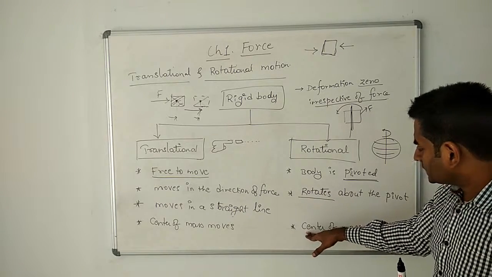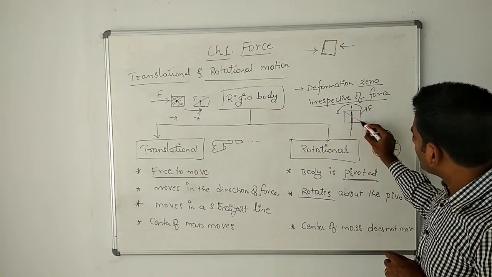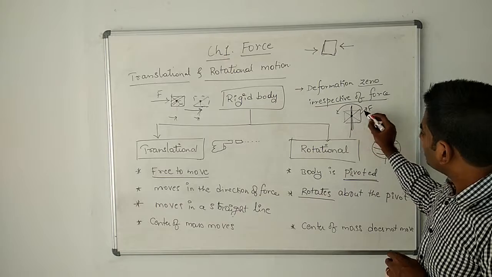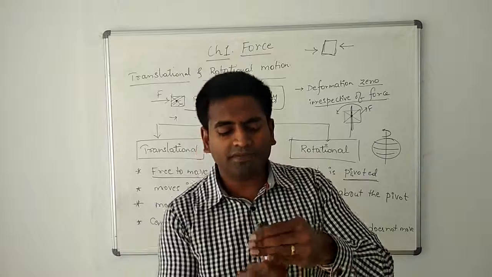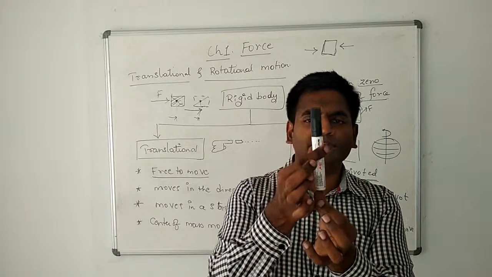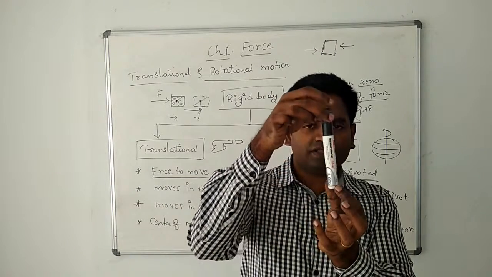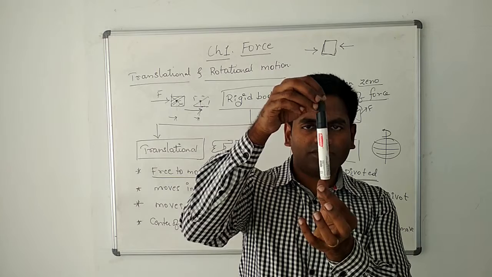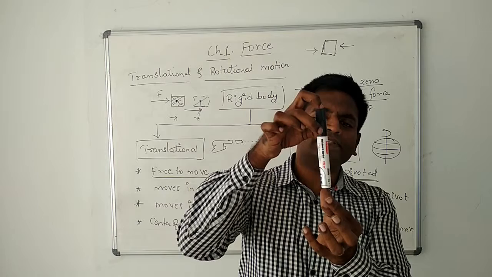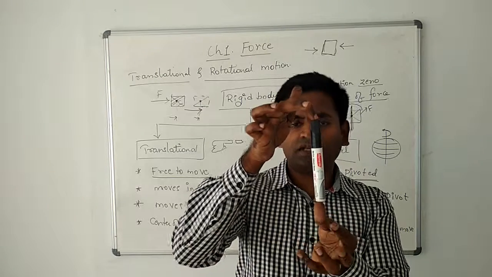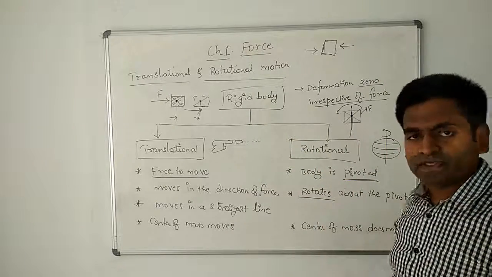Then the point is that the center of mass here does not move. If you observe, the body's center of mass is in the same place both before and after the application of the force. For example, if this is my body and it's pivoted at the center, and I apply a force, then it would start rotating, and while it is rotating, if you keep observing, the center of mass of this body always lies at the same position. It is not moving or translating. So in a rotational motion, the center of mass does not move.